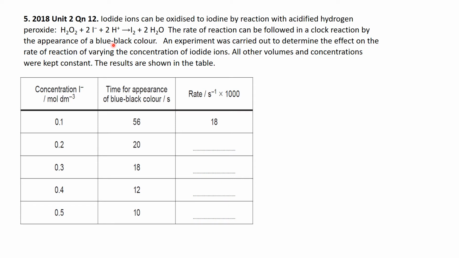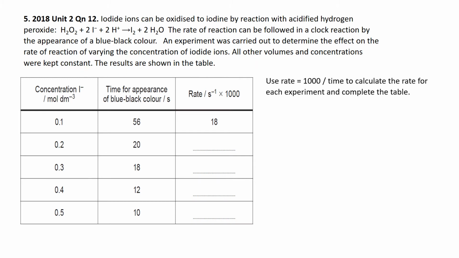So of course, clock reaction, as you mix the solutions together, nothing happens, nothing happens, nothing happens, then boom, it changes color. And so an experiment is carried out to determine the effect of varying the concentration of the iodide ions. So here's the iodide, 0.1, 0.2, 0.3, 0.4, 0.5. And we're looking at the time taken for the appearance of the blue-black color. And of course, as a good experimentalist, everything else is kept constant.